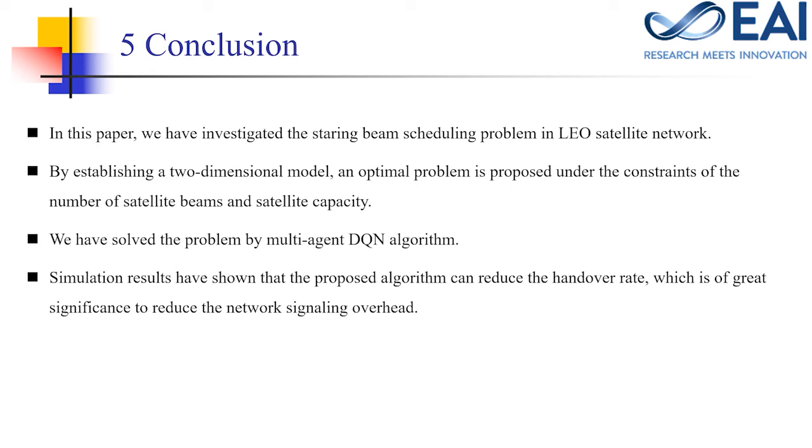Finally, we draw the conclusions. In this paper, we have investigated the staring beam scheduling problem in LEO satellite networks. By establishing a two-dimensional model, an optimization problem is proposed under the constraints of the number of satellite beams and satellite capacity. We have solved the problem by the multi-agent Deep Q-Learning algorithm. Simulation results have shown that the proposed algorithm can reduce the handover rate, which is of great significance to reducing the network signaling overhead. In the future, we will continue to pay attention to the beam allocation of LEO satellites.